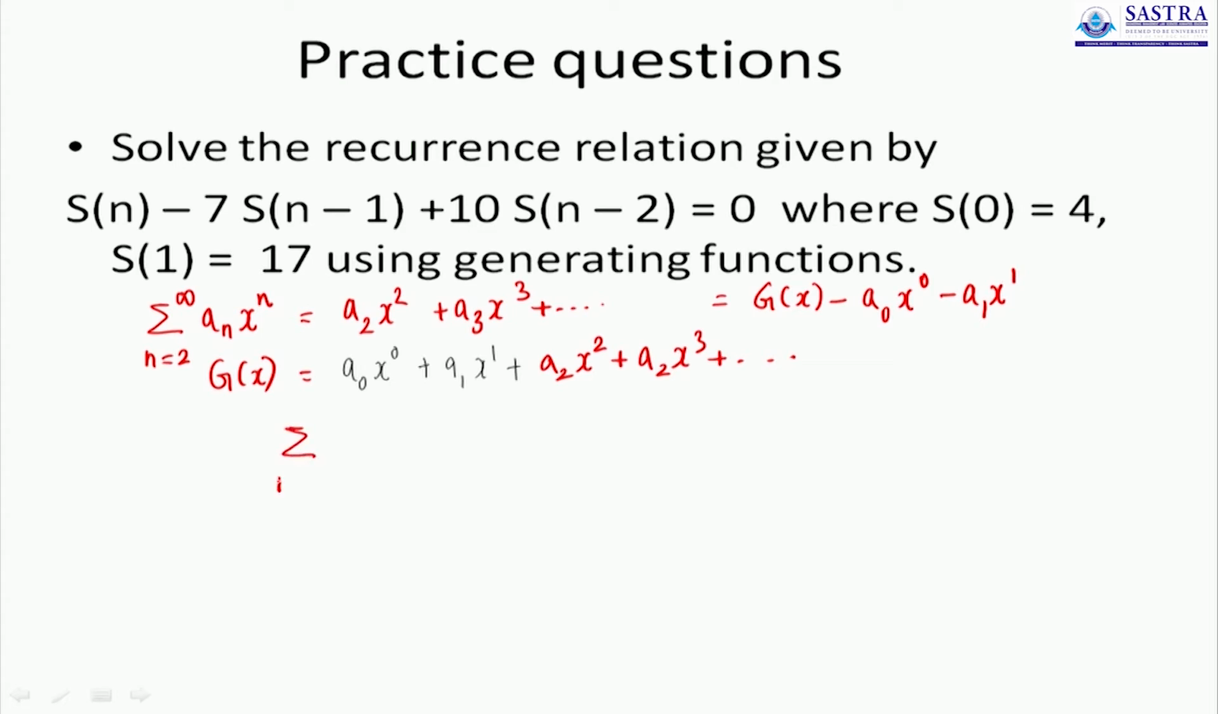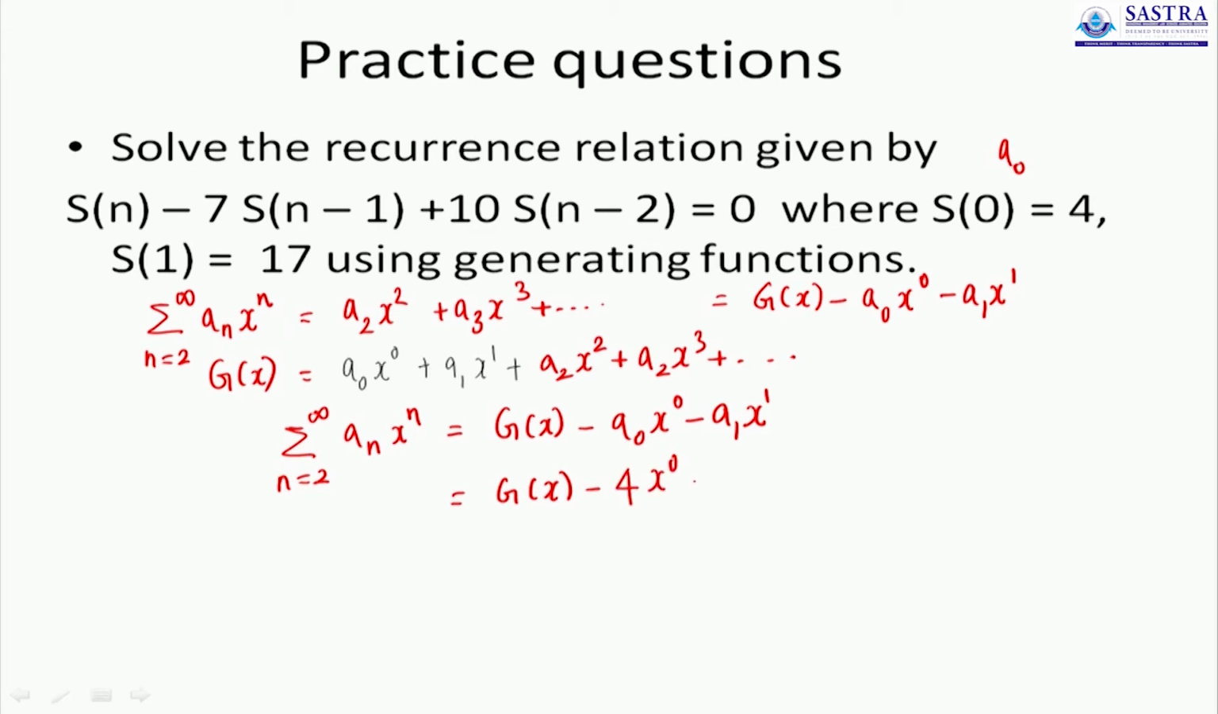The very first summation involved in solving the recurrence relation using generating functions is written in this form. It is similar to g of x, except it is missing two terms, or it is nothing but g of x minus a naught. A naught is the value of the sequence at 0, which is 4, x power 0, minus a1, which is 17, x power 1. So what we have is g of x minus 4 minus 17x. That is what we have.